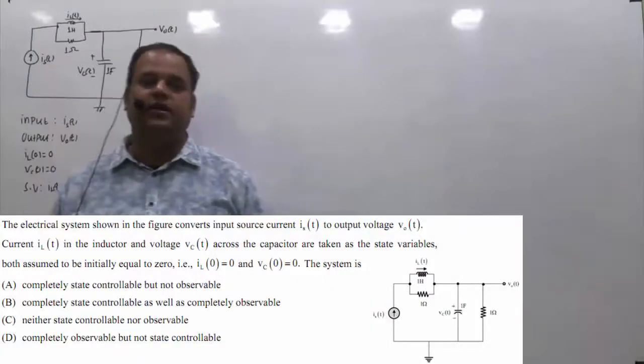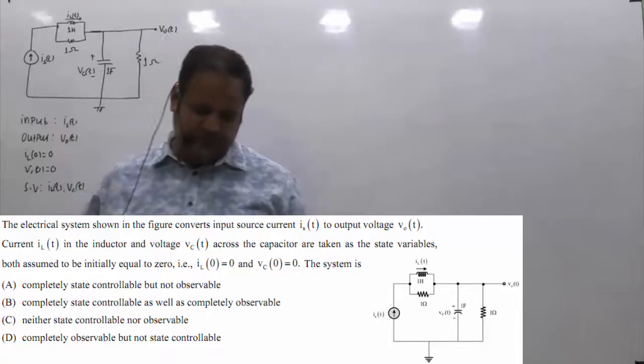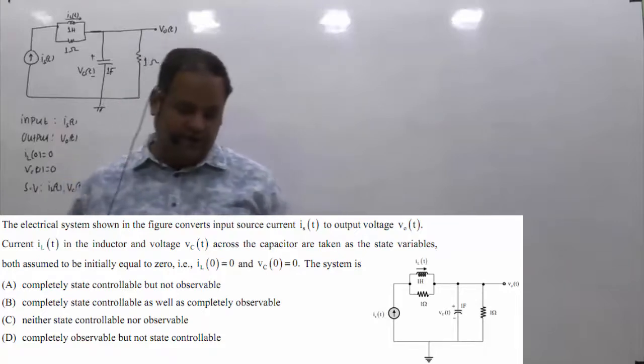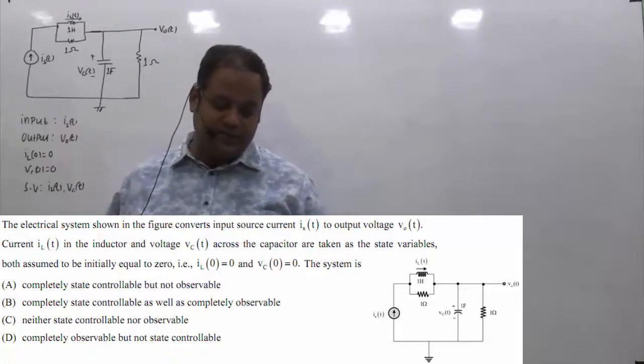This is a 2-mark question asked in GATE 2021 of electronics. This is from control systems and from the state space analysis topic. The given question is: the electrical system shown in the figure converts input source current IS(t) to output voltage V0(t).